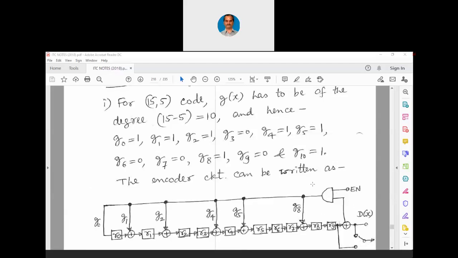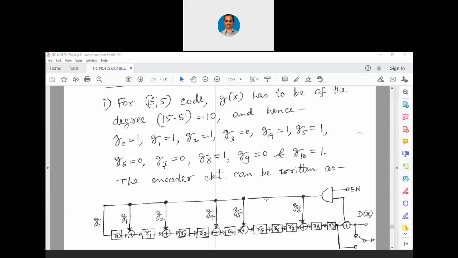The only difference is that this circuit is now much bigger compared to the previous circuits, because now the generator polynomial is of the order of 10. So we can see g0 by default will always be there, but g1 is also there, g2 is there, g4, g5 are there, and g8 is there. Here g3, g6, g7, g9, they are not there. So you can see here g3 is not there.